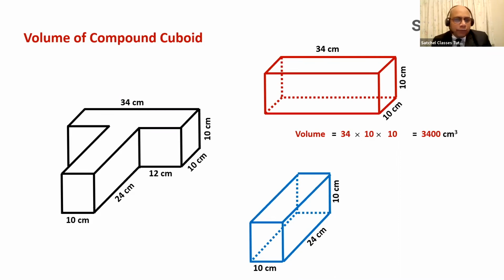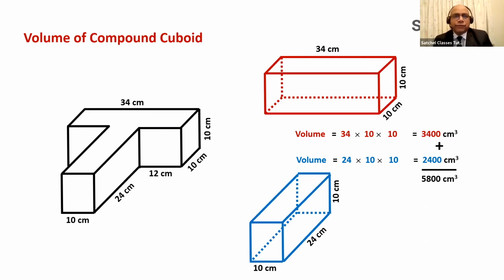What about the volume of the cuboid with blue outline? It will be 24 times 10 times 10, which is the same as 2,400 centimeter cube. And the volume of the compound cuboid will be the addition of the volumes of each of these cuboids, which is nothing but 3,400 plus 2,400, which is equal to 5,800 centimeter cube. Once again, you can check. This is the same answer that we had obtained when we found the volume using the original method, wherein we treated this as a prism with a T shape.